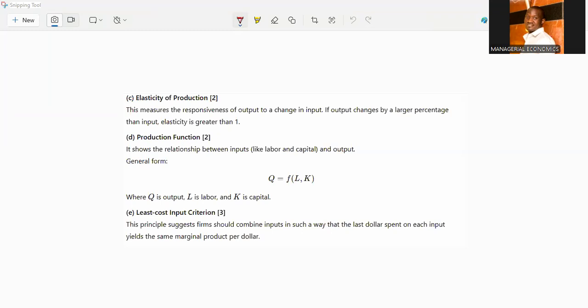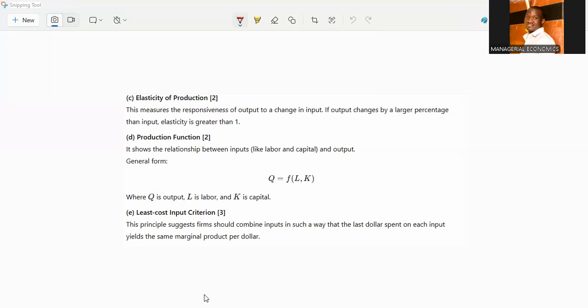Then we have what we call the production function. It shows the relationship between inputs like labor and capital and output in the general form. So this is a production function. Q is equal to a function in terms of labor and capital. So the production function shows the relationship between what you input, like labor and machines, and what you get as output. So that is a formula where L stands for the labor, and the reward for labor is wages, and K stands for capital, and the reward for capital is rent, and Q is for total output.